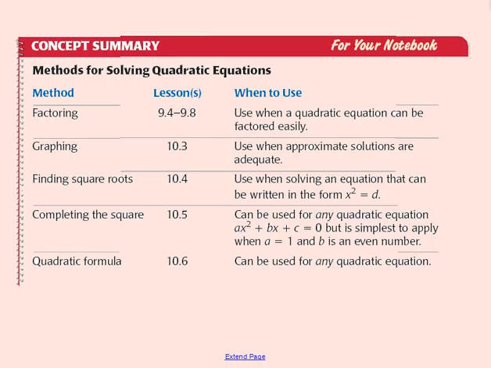Completing the square you can use anytime. However, we found out that it's really best when you have nothing in front of the x squared, that would be when a is 1, and when the middle term, that's b, when that one's even, because it makes it so much easier to take half and square things. And then finally, when you don't have another method just staring you in the face, the quadratic formula is a good go-to method. You can use it anytime.